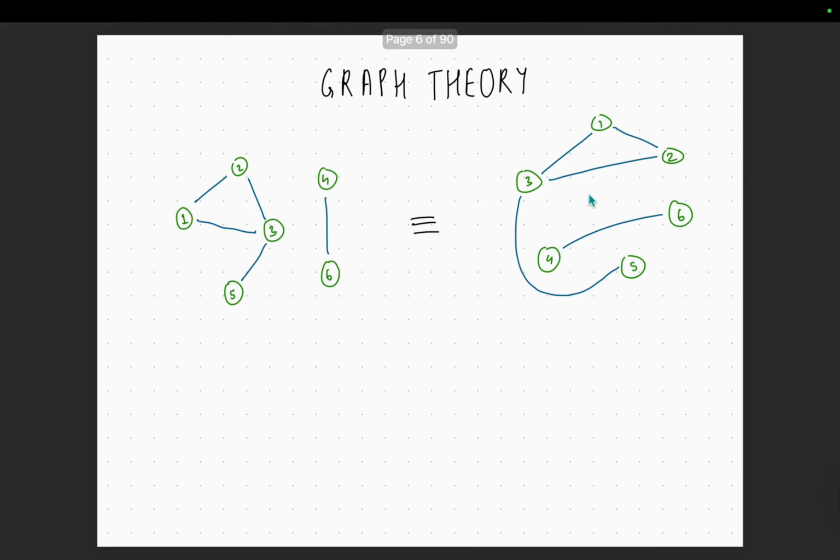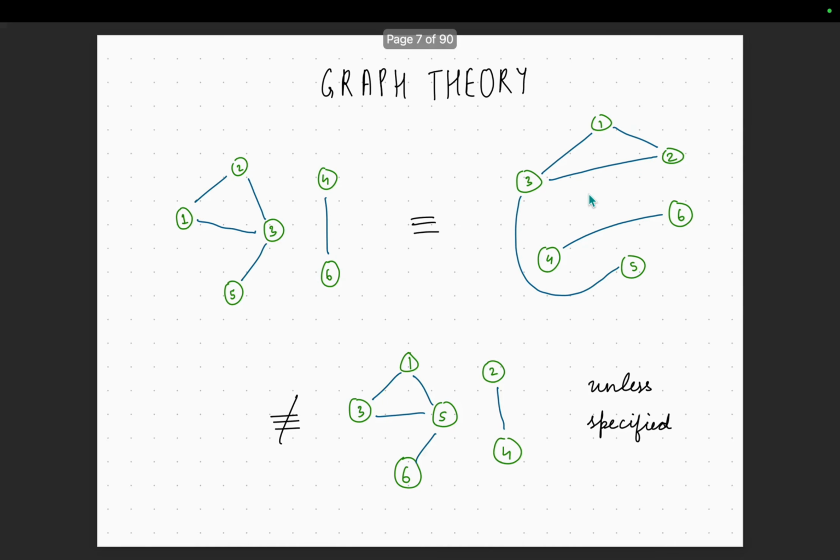And next, in graph theory, two graphs are considered equal if all of their vertices and all their edges are in the correct place. It doesn't matter how you draw it. You could draw it however you like, but the connections should be the same. For example, in this one, it looks like the first graph, but the connections are different. For example, 1 to 5.